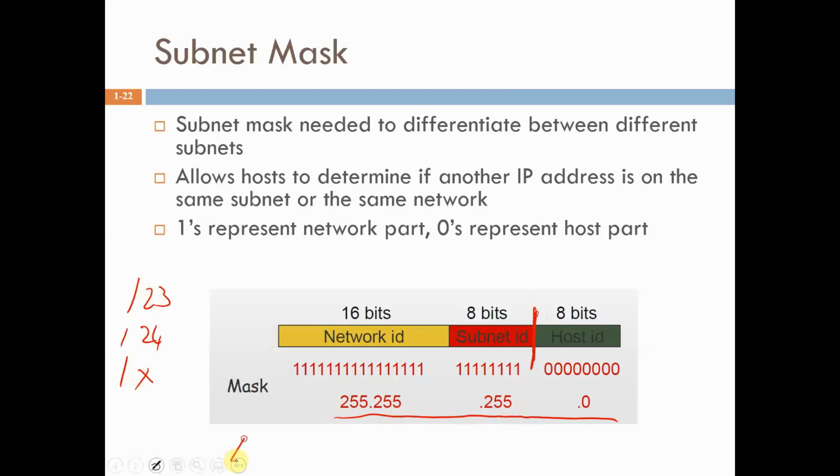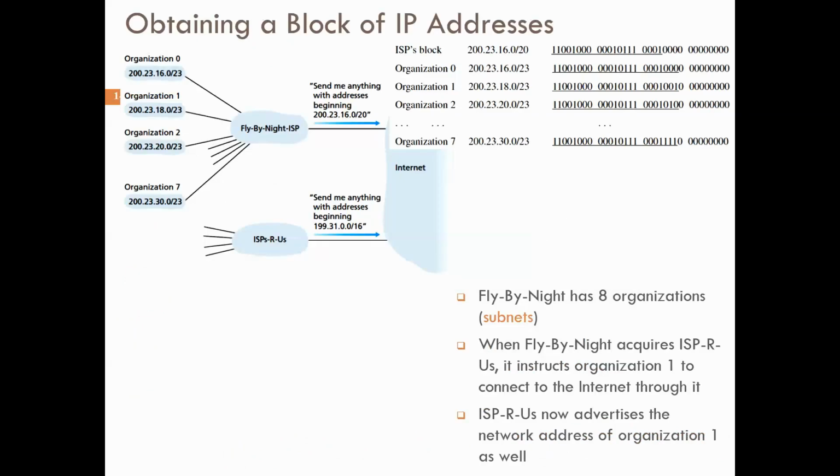Okay, so slash 16 would be 255.255.0.0. Slash 24 would be 255.255.255.0. And then you can do different examples.